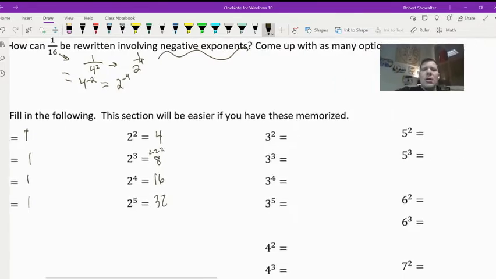Let's do this. 3 squared, 9. 3 to the third, 27. 3 to the 4th power. What is it? Do you know? So it's 27 times 3. It's 81. And then 3 to the 5th is 243. Now, if you don't know how to do that in your head, grab a calculator and break it out.